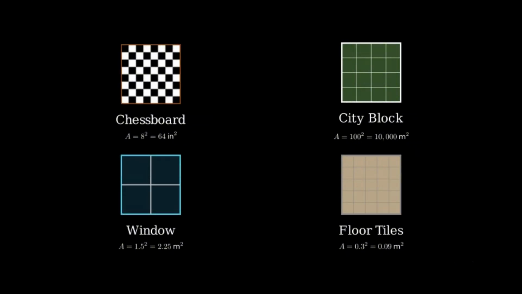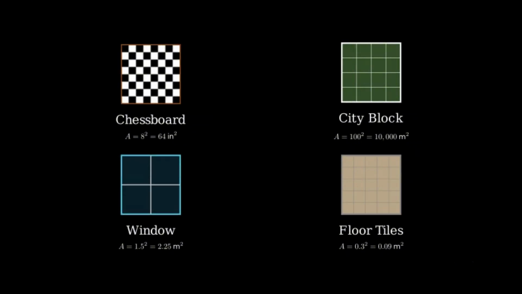Floor tiles are often square-shaped too. If a single floor tile has a side length of 30 centimeters or 0.3 meters, we can find its area by calculating 0.3 squared. This helps contractors determine how many tiles are needed to cover a room. Let's take a look at all these real-world examples together.